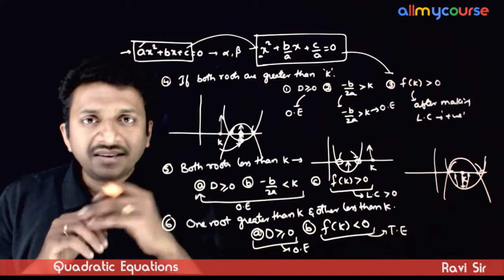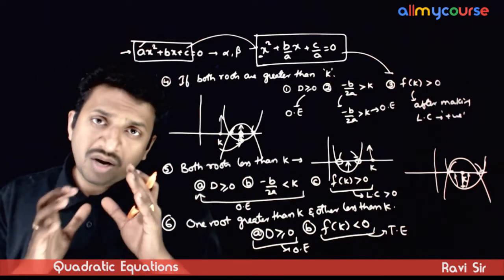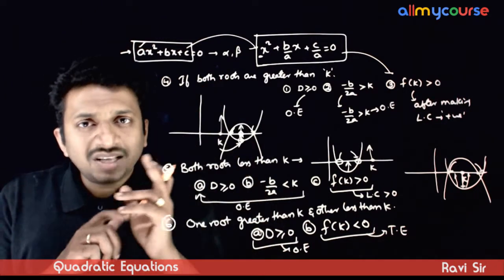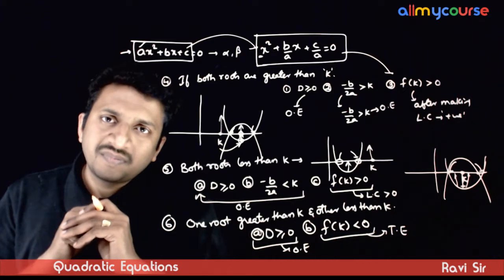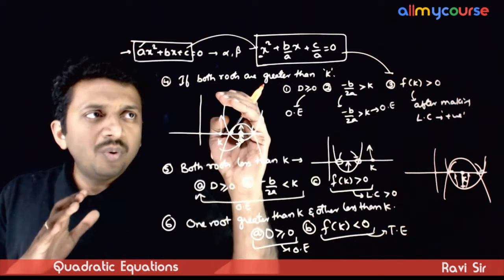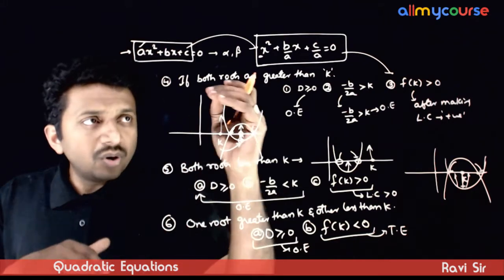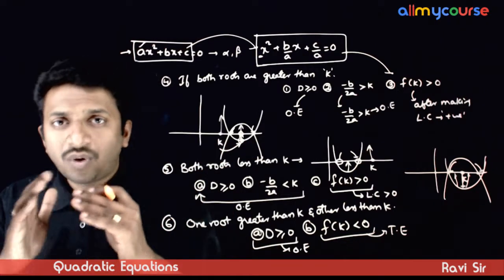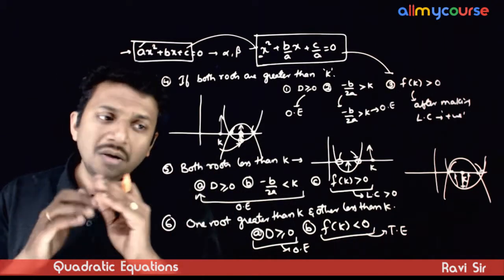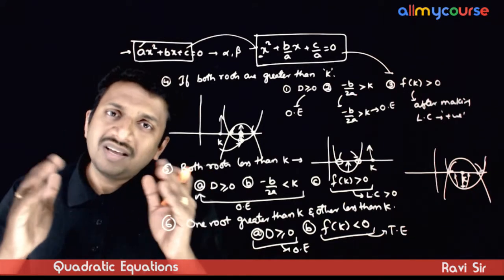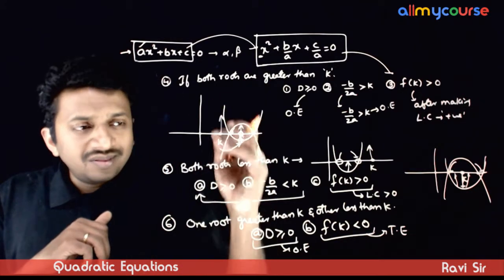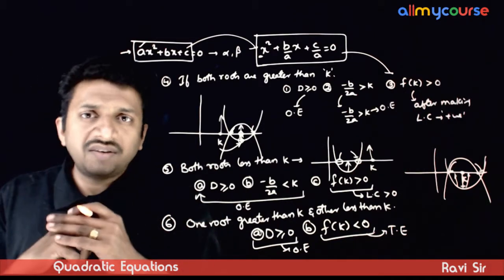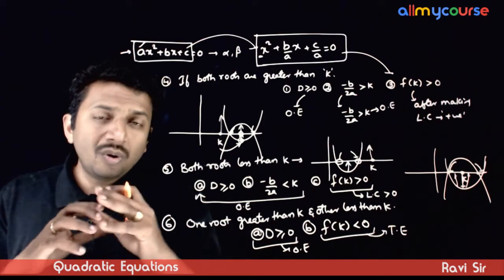So if both roots greater than k, both roots less than k, and one root greater than k and the other root less than k. So this second set is nothing but a general case of the first set. The first set deals with both roots positive, means both roots greater than 0, both roots negative, that means both roots less than 0, one root positive, the other root negative, that means one root is greater than 0 and the other root is less than 0. So these three conditions are general cases for the conditions that we have derived in set 1. So now let us go to the last set.